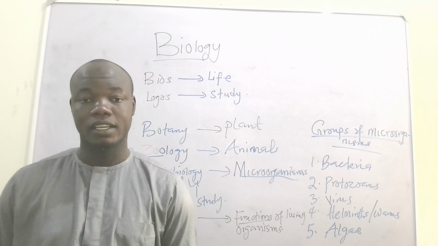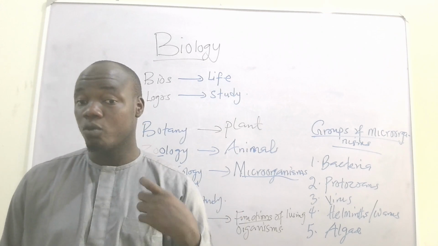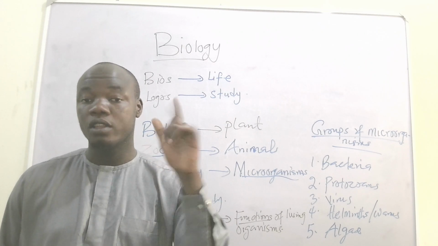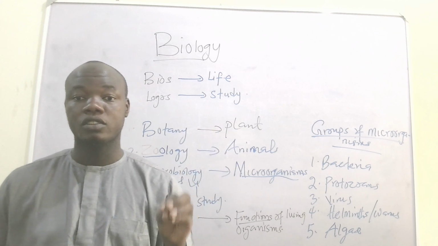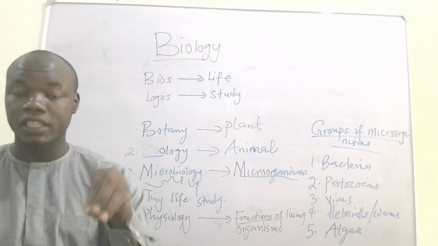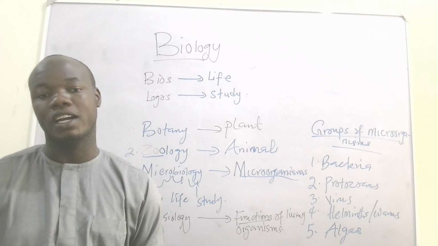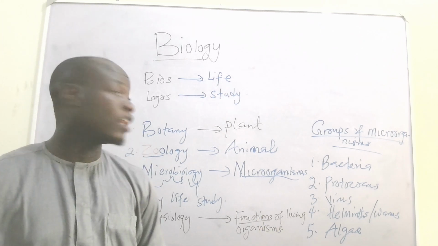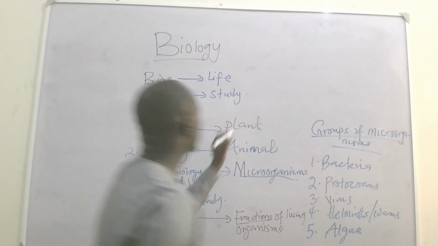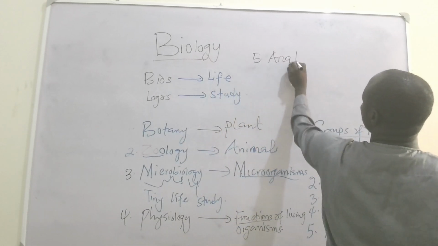So what I wanted us to understand here is that in physiology, we have the brain, the kidney, the liver. To know the functions of the liver, the brain and the kidney all falls under physiology. That is, to know the functions of each and every cell, tissue and organ in living organisms. And that is physiology. The next branch of biology after physiology, number 5, is anatomy.